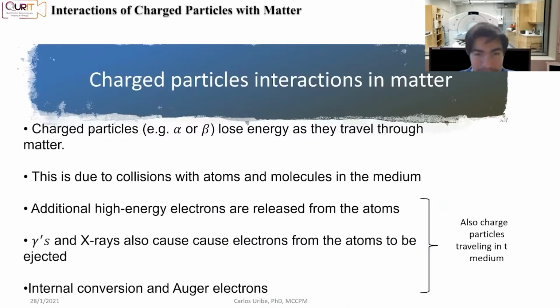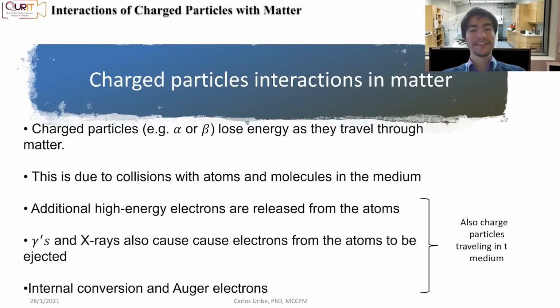So let's look. When we have charged particles interacting with matter, and by charged particles, I mean, of course, for example, alpha particles or beta particles, we have one of these particles traveling inside some medium, and they're going to be losing energy as they travel. Why do they lose that energy? Well, this is caused because they're going to be colliding with other atoms and molecules in the medium.